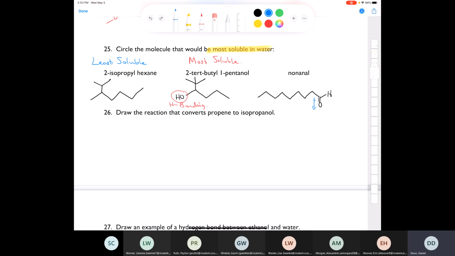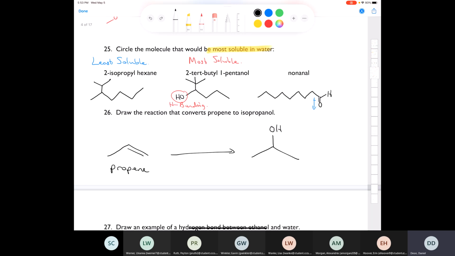Draw a reaction that converts propene to isopropanol. Well, this is nothing more than testing your knowledge on if you had this molecule, which is propene, how would you convert that to isopropanol? What would you do? A Markovnikov addition, right? Because the rich would be the ones who get richer. You'd add the hydrogen over here, and then the hydroxyl would be added to the middle carbon.